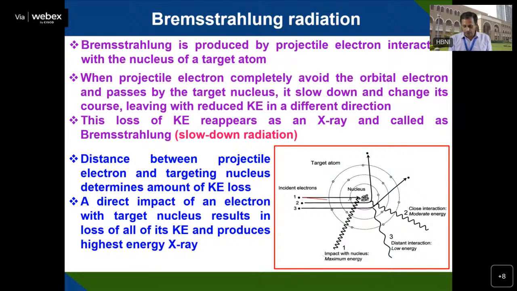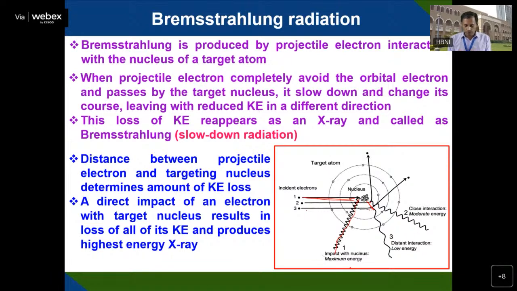You can see three electrons incident here. Number one goes toward the nucleus and is scattered back, a highly impactful interaction with the nucleus with maximum energy. The other two are a shorter-distance interaction and a third that is quite far from the nucleus. Depending upon the close or distant interaction, you produce X-rays with maximum energy, low energy or moderate energy.